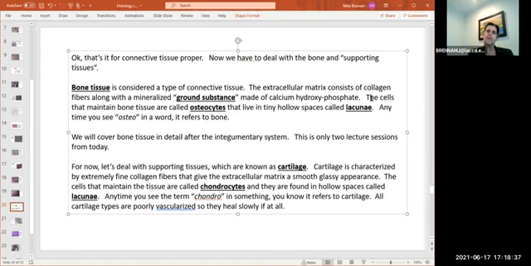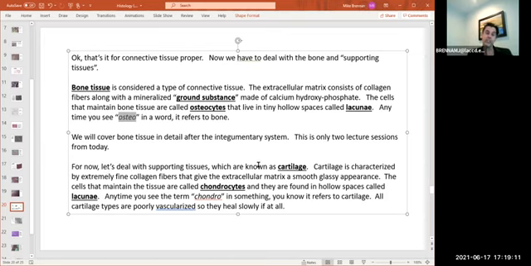So the cells that maintain this stuff and take care of it are called osteocytes, and they live in little hollow spaces called lacunae. So anytime you see osteo in a word, it's going to refer to bone. Like I said, we'll cover bone tissue after the integumentary system. There might be a few items on bone on your first lecture exam, but for the most part, bone is for the second lecture exam.